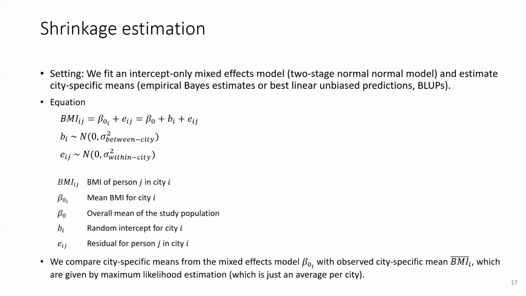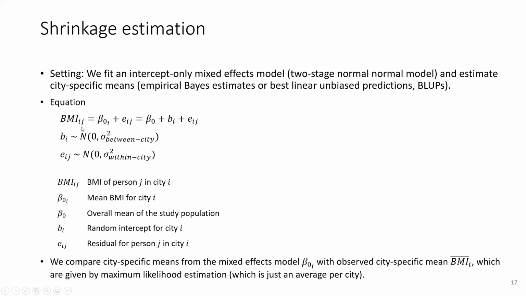And when we calculate city-specific means using a mixed effect model, these estimates are called empirical Bayes estimates or best linear unbiased predictors, which are called BLUPs. And I wonder if you heard these terms. If not at all, that's fine. I just want to tell you this terminology. And the model equation is this one.